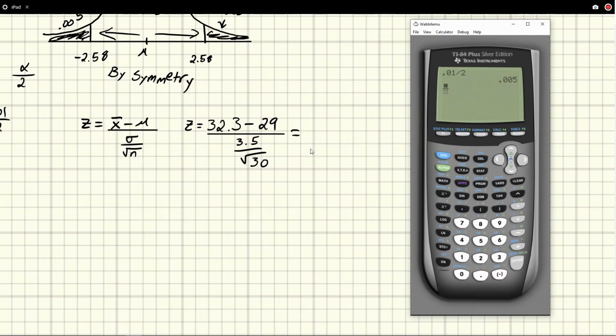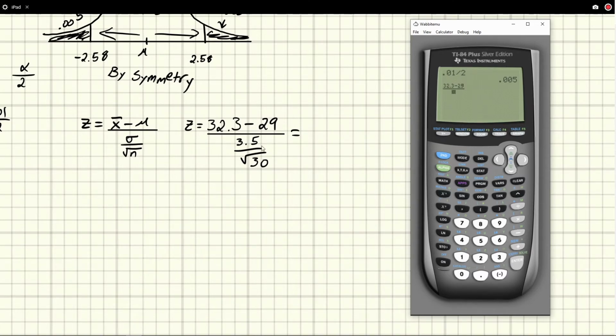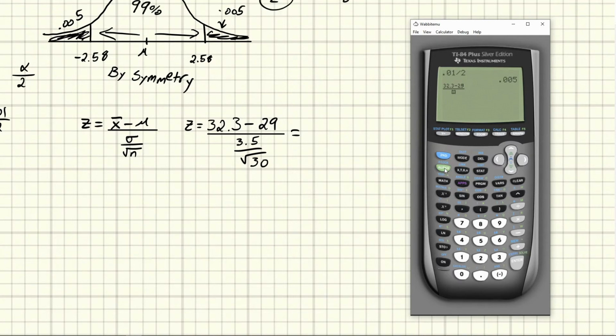So we're going to choose 1. And the top's going to be 32.3 minus 29. Then we're going to go down to the bottom. And we have another fraction, so we're going to type that first. So we're going to hit the green button and then F1. And we're just going to choose the first one.